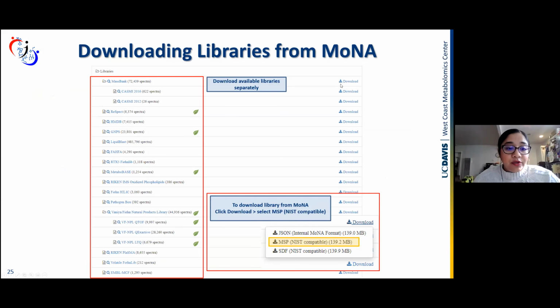We've added a couple of new ones. EMBL MCF was an endogenous metabolites and lipids library that was recently added. All the ones that have a leaf next to them are plant metabolite libraries. Nowadays, you'll see some crossover, as there are plant metabolites in HMDB, for example. But libraries like RESPECT, GNPS, Metabobase, and the Vaniya natural product library originated as purely secondary metabolite or natural product libraries.